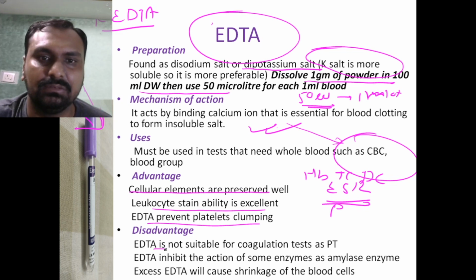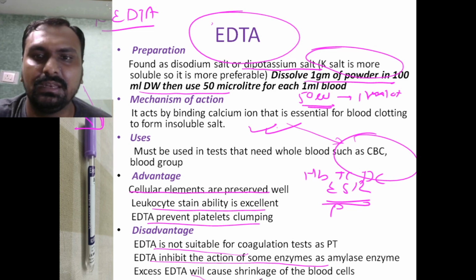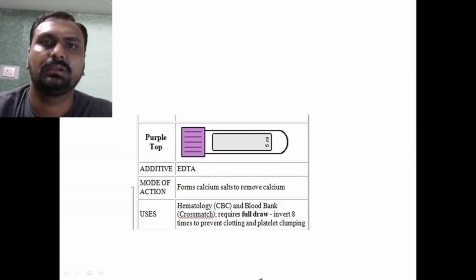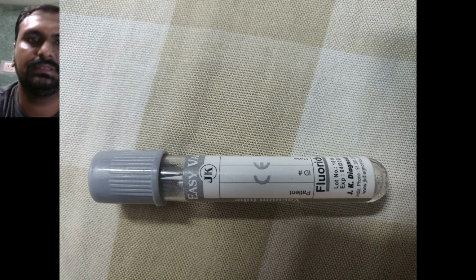The disadvantage, it is not suitable for the coagulation study. EDTA inhibits the action of some enzymes like amylase enzyme. Excess EDTA will cause shrinkage. Okay, it forms the calcium salt to remove the calcium, mainly used in hematology for the CBC.